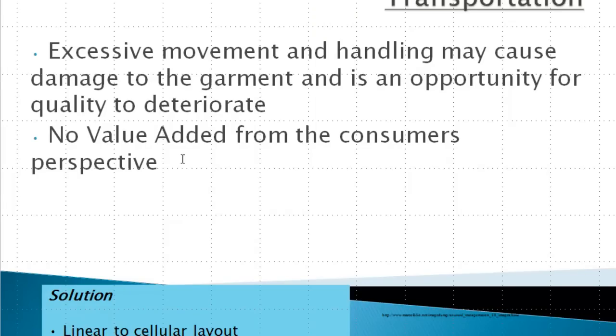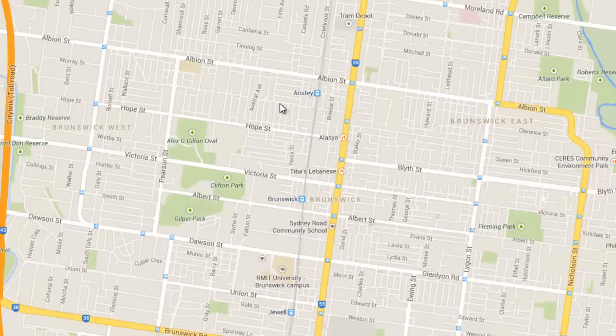There's no value adding that occurs from the consumer's perspective. The customer's not going to know that you cut the fabric in Nicholson Street, so it doesn't add any value to it. The solution then is to go from a linear to a cellular layout, and again we'll look at this in the tubes, but basically it means rather than running our systems up and down like that, if this is our central manufacturing position, then we start building facilities around here so that you've got flows going in these directions.